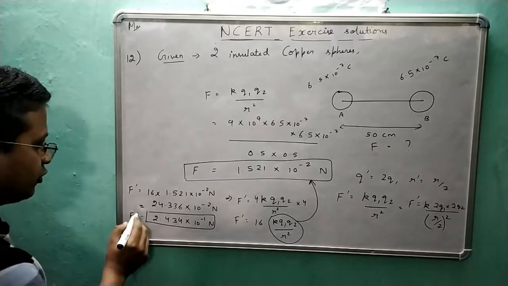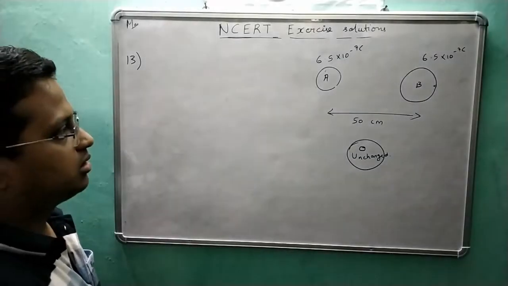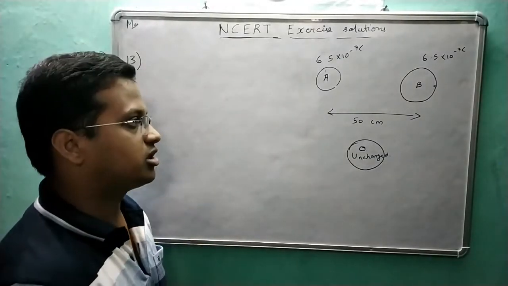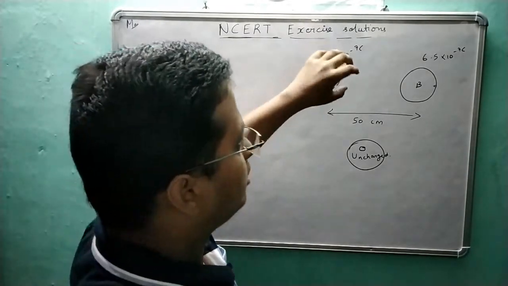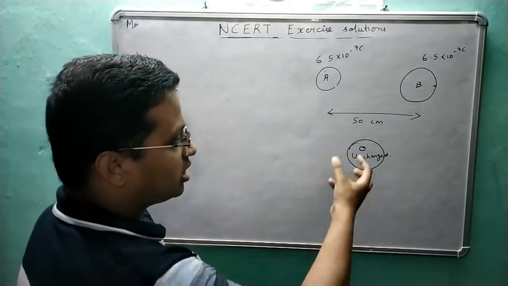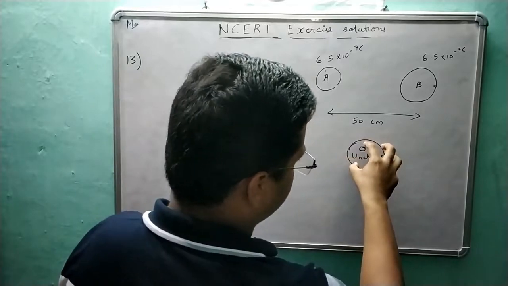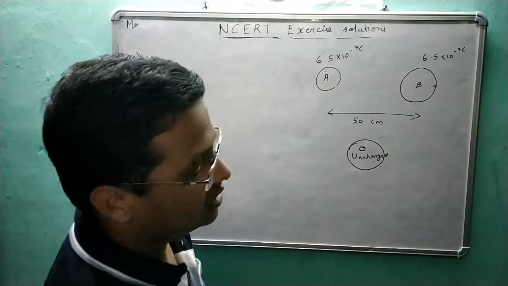So this is the new force between both of them. Alright. Okay, so let us proceed to the next question. In this question, it has asked that we have two same charges that we had in the previous question. Now a third uncharged sphere is first brought in contact with A, then it is brought in contact with B.